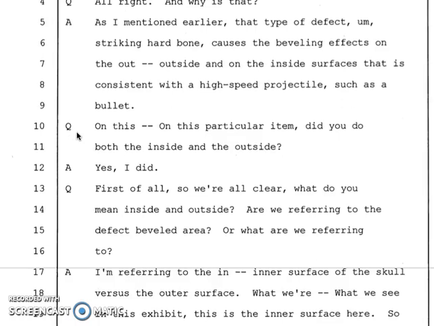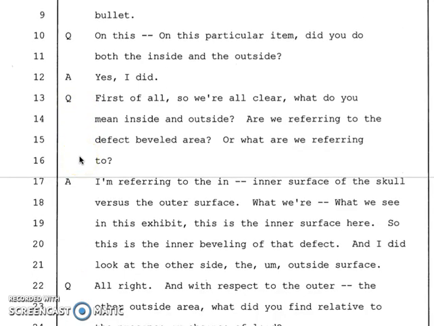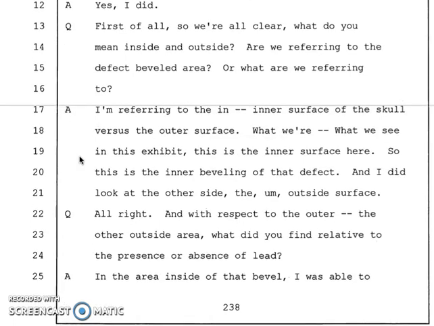On this particular item, did you do both the inside and the outside? Yes, I did. First of all, so we're all clear, what do you mean inside and outside? Are we referring to the defect beveled area, or what are we referring to? I'm referring to the inner surface of the skull versus the outer surface. What we see in this exhibit, this is the inner surface here. So this is the inner beveling of that defect. And I did look at the other side, the outside surface.